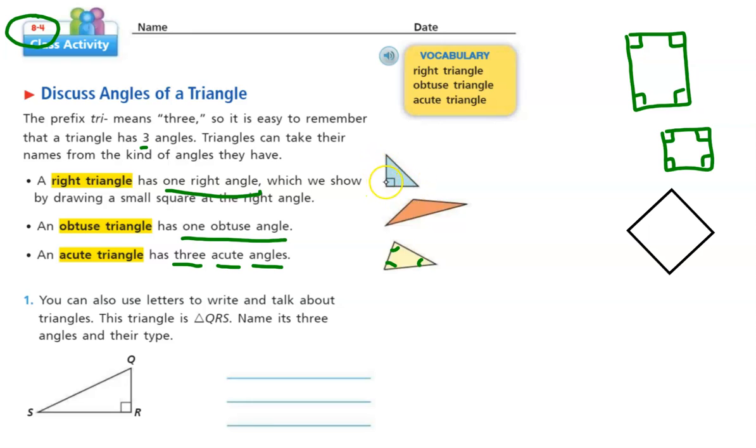A right triangle here has a 90-degree angle, but then it's also got two acute angles. And this triangle right here has one big fat obtuse angle, but then it's got two little tiny acute angles. So this one has one 90-degree angle and two acute angles. This one has one obtuse angle and two acute angles, but this one altogether has 3 acute angles. So those are going to be important to know. An acute triangle has 3 acute angles. An obtuse triangle has just 1. It only takes 1. And then a right triangle has 1 right angle.